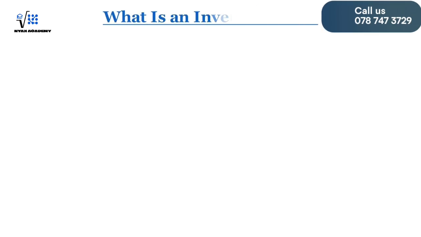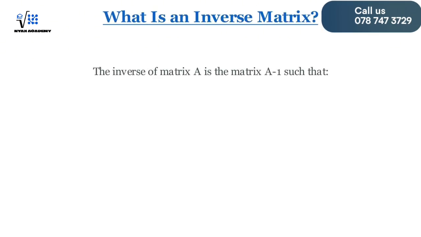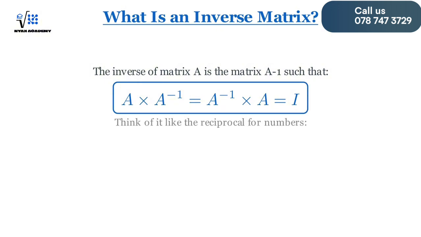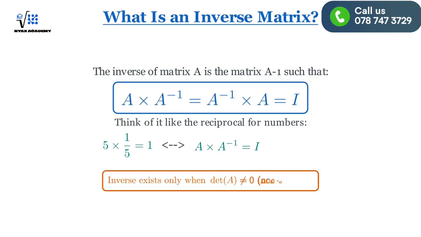An inverse of a matrix is a matrix A to the power of -1 such that when we multiply our matrix by its inverse, we get 1. Think of it like the reciprocal of numbers. For example, if we multiply 5 by 1 over 5, its reciprocal, we get 1. Multiplying a matrix with its inverse, we get the identity matrix.